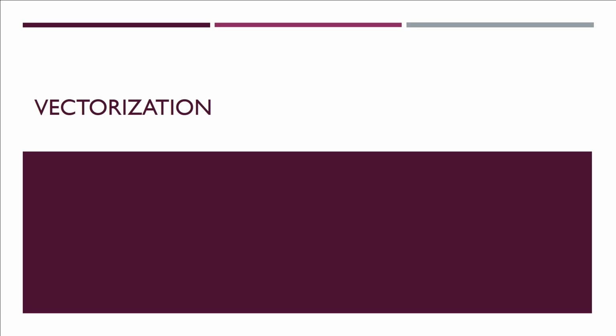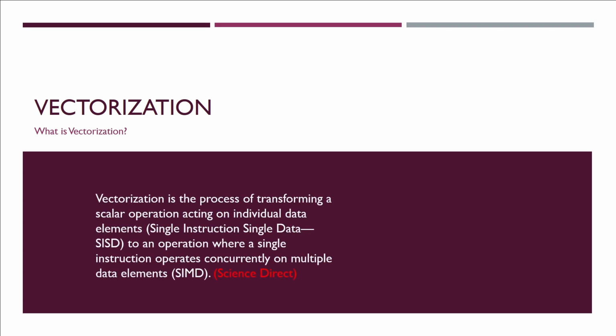Hi, in this tutorial we are going to talk about vectorization and how it can perform efficient computations. But first, what is vectorization? Vectorization is the process of transforming a scalar operation acting on individual data elements to an operation where a single instruction operates concurrently on multiple data elements.